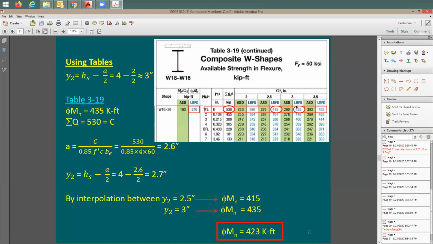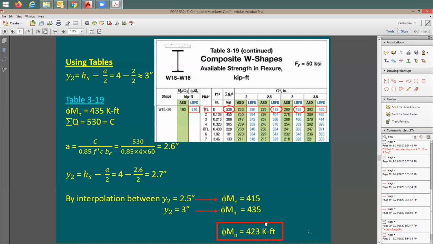Now I'm looking at this. Do you see here 2.7? No. But I see it's going to be between these two values, right? If Y2 is equal to 2.5 inches, your Phi-Mn is going to be 415. If it's equal to 3 inches, your Phi-Mn is going to be 435. Do interpolation with 2.7 and then figure out how much is Phi-Mn. Now Phi-Mn for full composite of this section is going to be equal to 423 kip-foot.